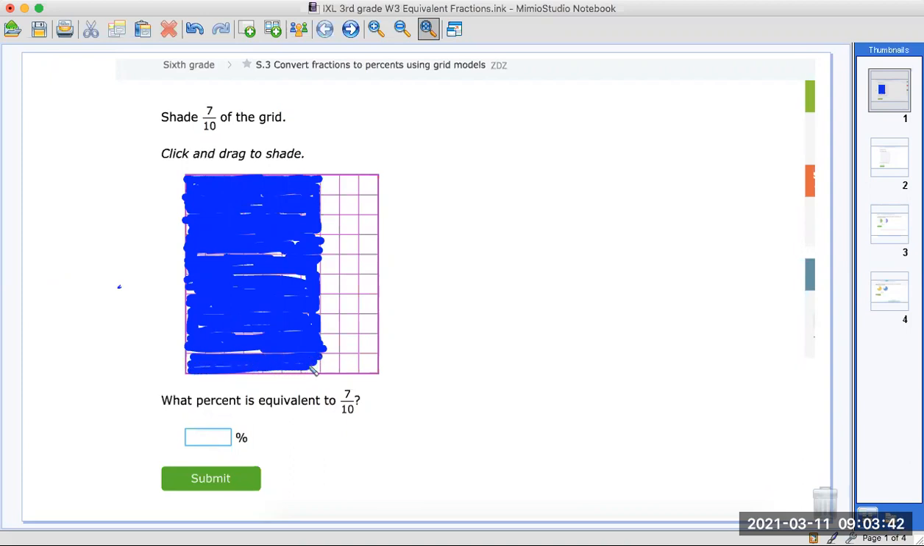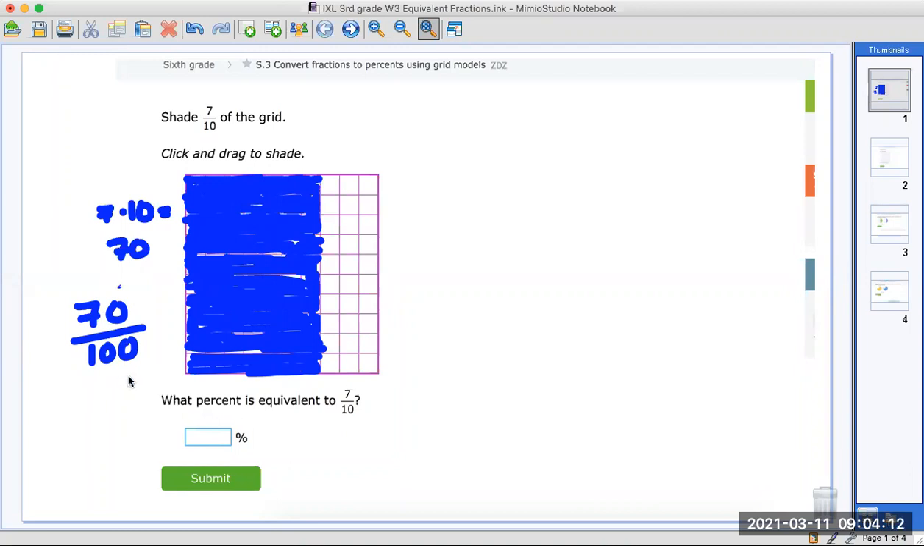So how much did I shade altogether? 7 plus 7 plus 7. I can just add up all these 7s that I shaded in, and there's 10 of them because there's 10 rows. So 7 times 10 is 70. So I shaded in 70 out of 100. So 70 out of 100 total squares is 70%.